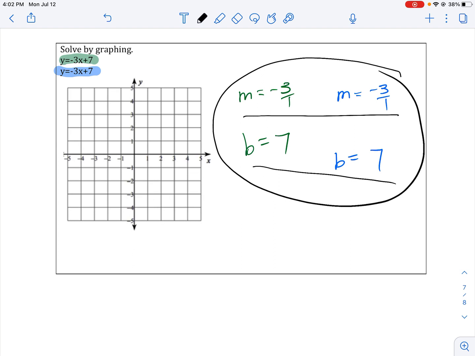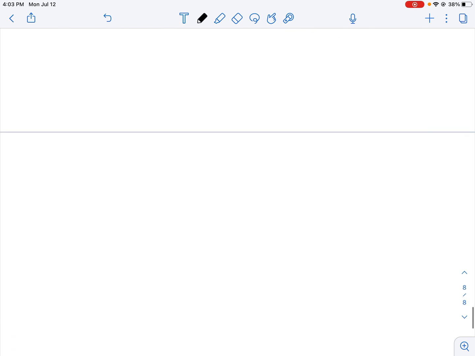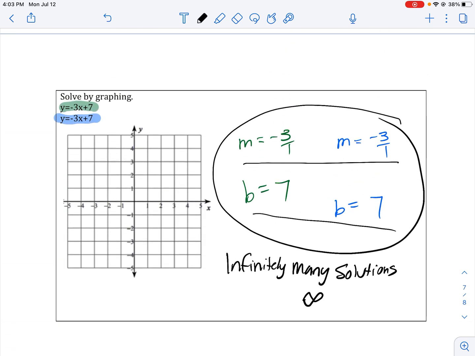One line on top of it means infinitely many solutions. That infinite symbol right there. And that is how we solve systems of linear equations by graphing.